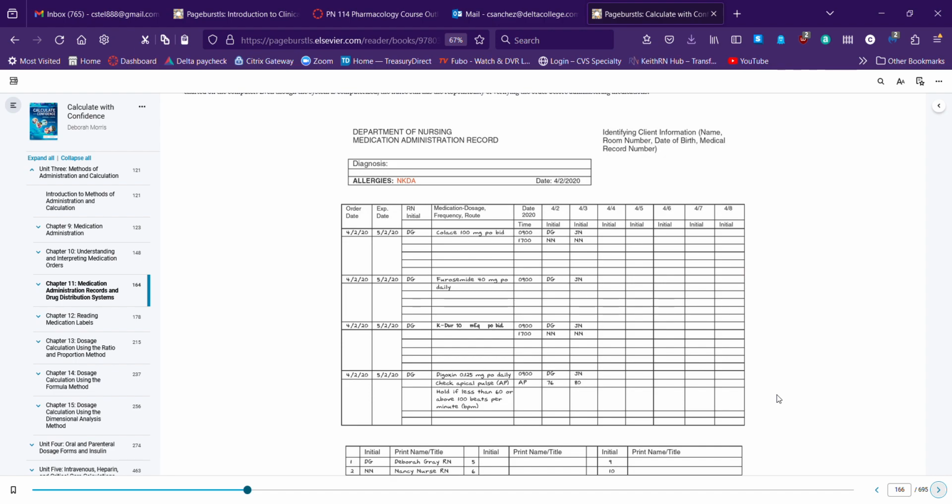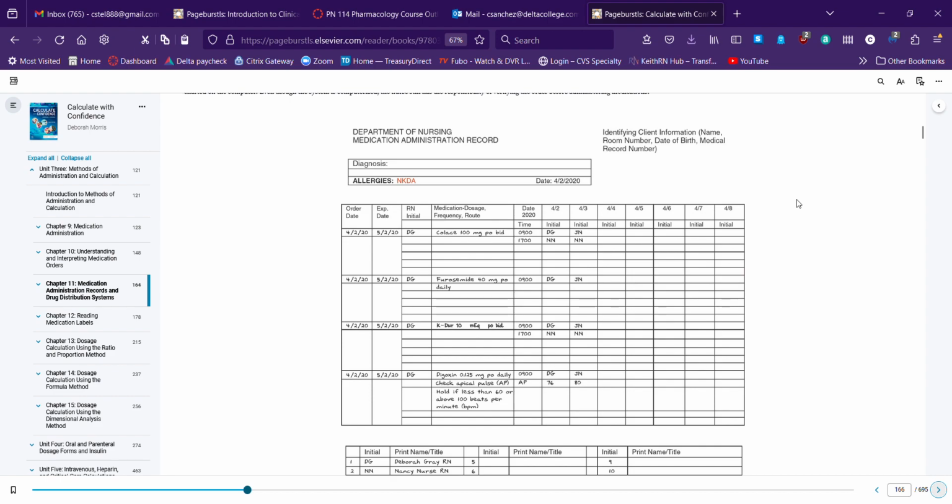Your MAR can be a handwritten MAR, or it can be electronic, and it just is going to depend on where you work. A lot of your LTACs, or long-term acute care centers, still use paper MARs. An LTAC is when the patient is not sick enough for the hospital, but they're too sick to go home. So it's kind of like an in-between step.